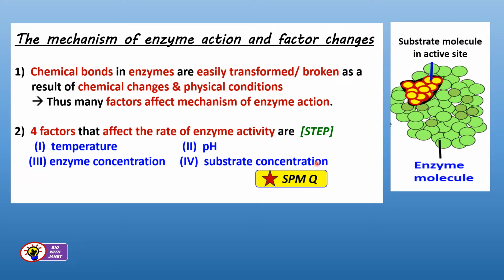substrate concentration. Now the acronym is STEP, S for substrate concentration, T for temperature, E for enzyme concentration, and P for pH. So this is quite important, related to the experiments that you have done in the lab on enzymes, okay, called the enzyme experiments for paper 3. So it's important for paper 2 and paper 3. It's also sometimes asked in the objective questions.